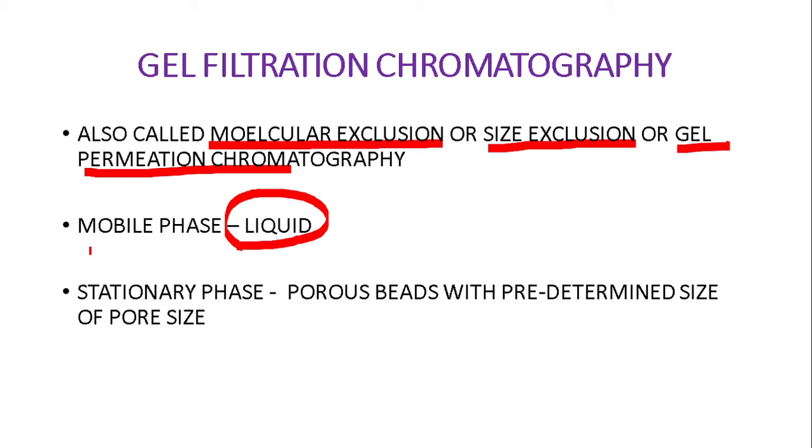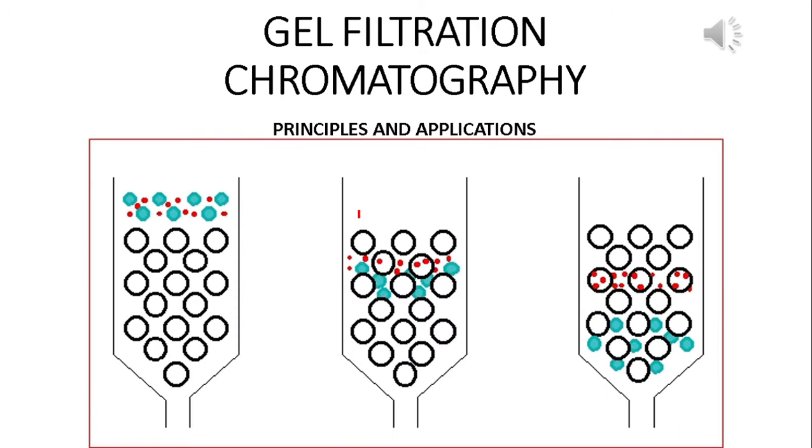The mobile phase is a liquid, while the stationary phase consists of porous bead-like materials with predetermined size of the pore. So, gel filtration chromatography is a technique in which components of a mixture are separated based on the molecular size.